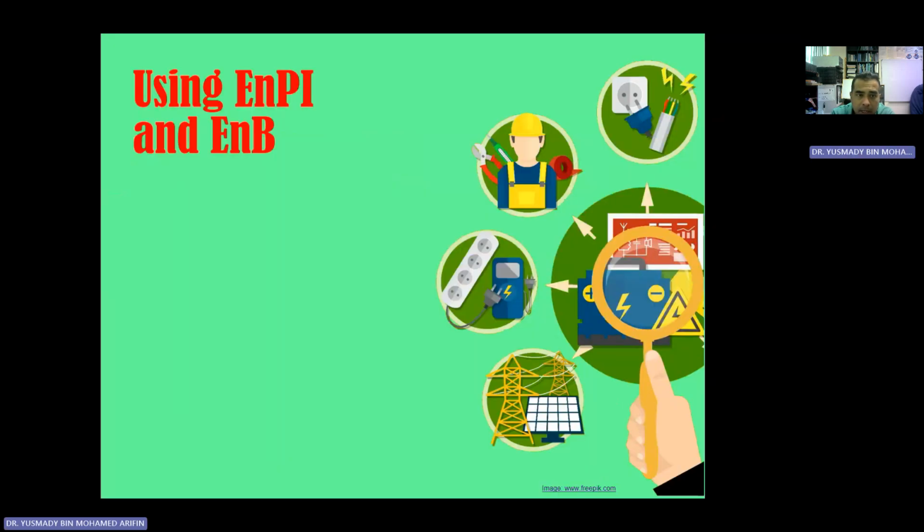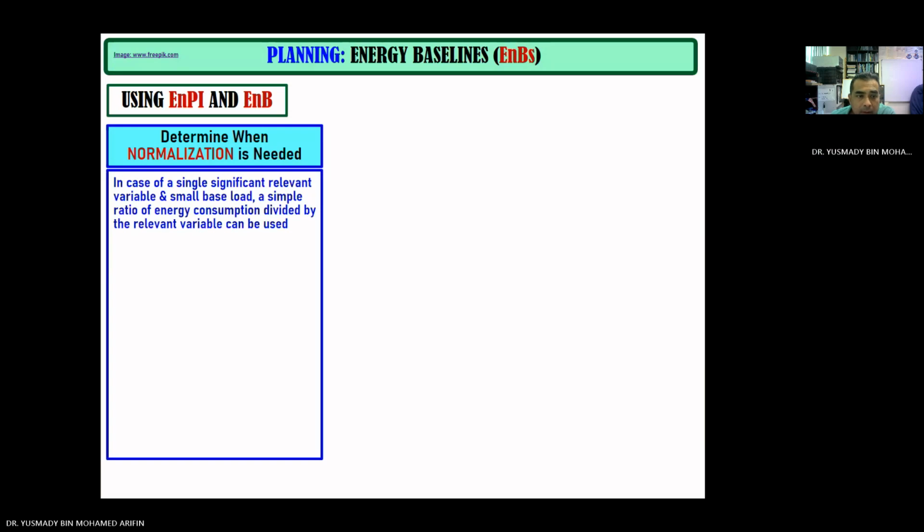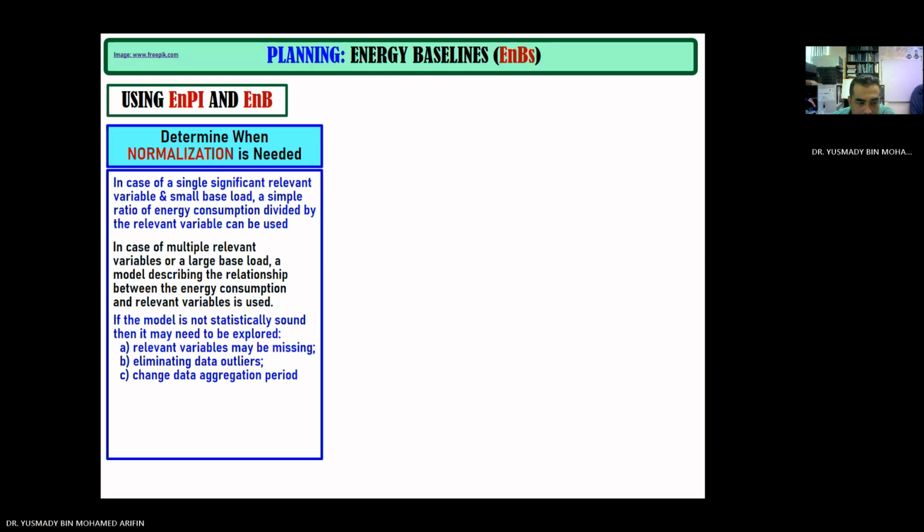Okay, next about using ENPI and also ENB. So we need to determine the ENPI and also ENB when normalization is needed. In case of a single significant relevant variable and a small base load, a simple ratio of energy consumption divided by the relevant variable can be used. In case of multiple relevant variables or a large base load, a model describing the relationship between the energy consumption and relevant variables is used. If the model is not statistically sound, then it may need to be explored. If a relevant variable may be missing, we need to eliminate data outliers and change the data aggregation period.